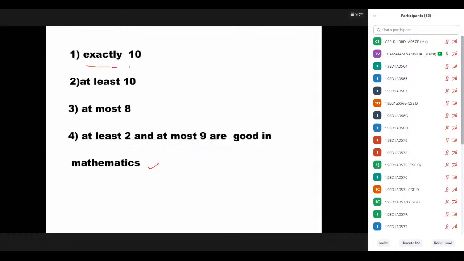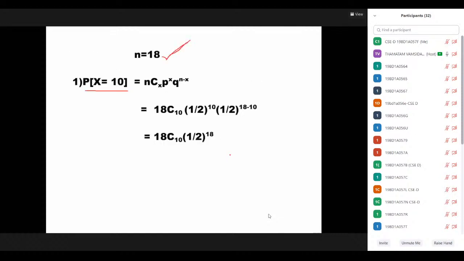The first bit is exactly 10. The second bit is at least 10. The third one is at most 8. And the fourth one is at least 2 and at most 9 are good in mathematics. Shall I continue with the solution? I think the first bit is clear. First bit is exactly 10, that's why I took X equals 10.